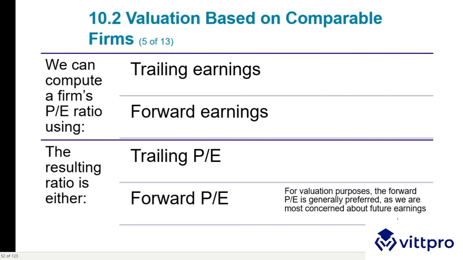Normally the PE ratio is based on two things: trailing earnings and forward earnings. What is the meaning of trailing earnings? Trailing earnings are your past earnings, right? And forward earnings means what you think your future is going to be.